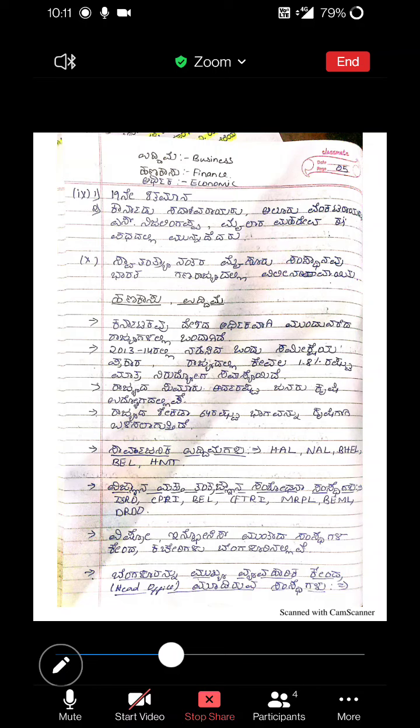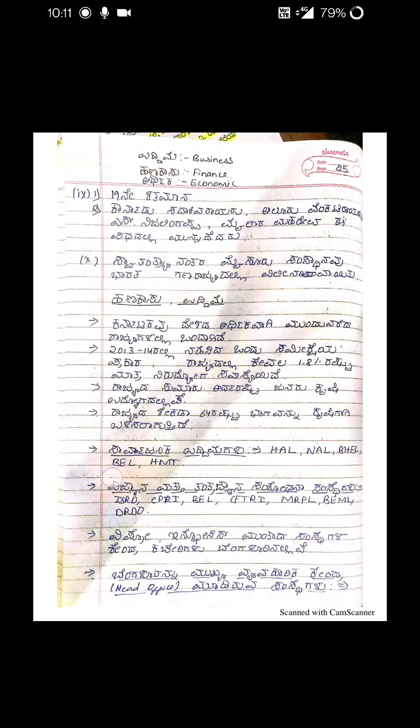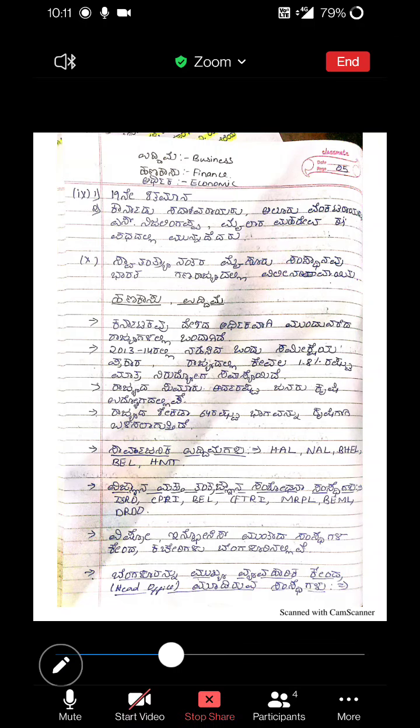Public sector undertakings. So what are the public sector undertakings? HAL, NAL, BHEL, BEL and HMT. You can write these words in English because in the textbook they are mentioned in English.